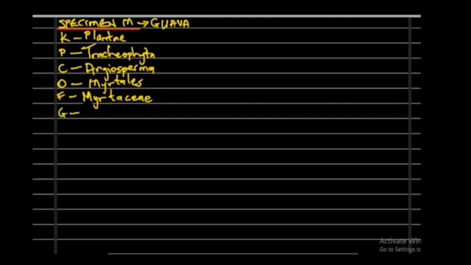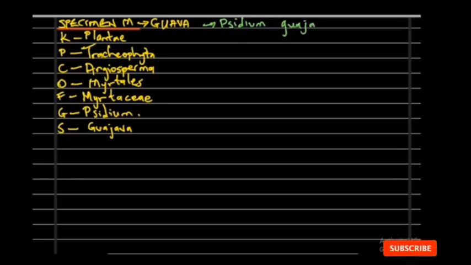And then the genus, we have it to be called the Psidium. And the species, it is called the guajava. So scientifically, it is written as Psidium guajava. That is what this particular organism is written as, the Psidium guajava. So you don't forget that we are to underline when writing scientific names.